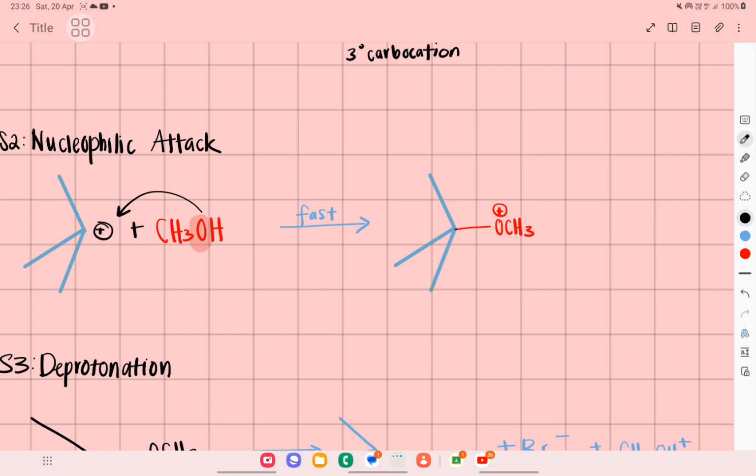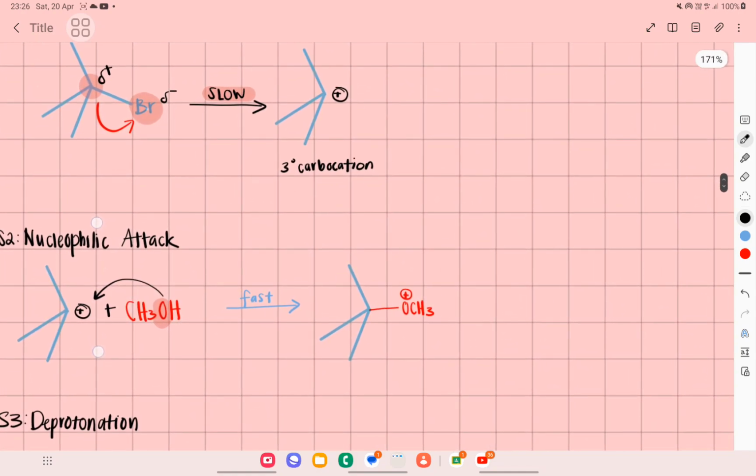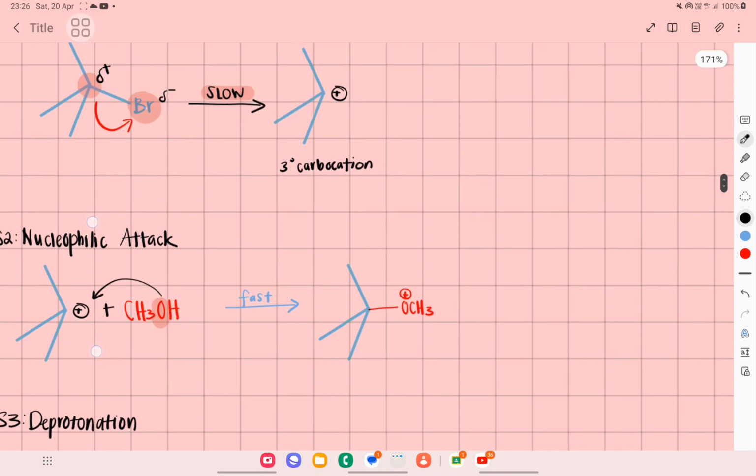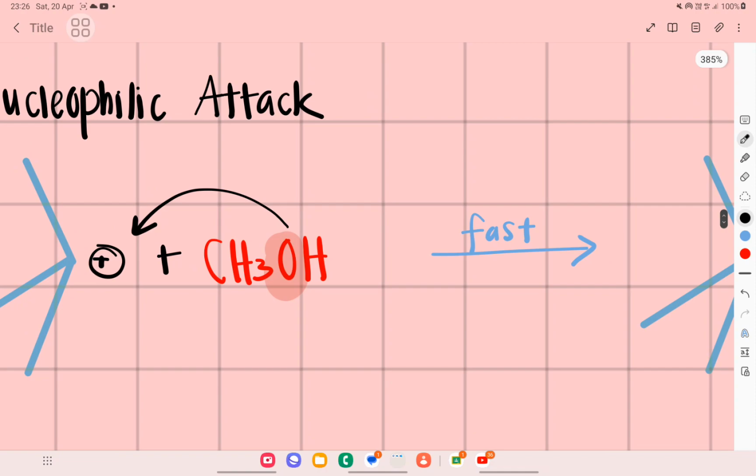In the second step, methanol will act as a nucleophile and attack the carbocation. The lone pair of electrons on the oxygen atom of the methanol will form a bond with the carbon atom bearing the positive charge, the carbocation. So 2 electrons will be pushed toward the C+. I've drawn the arrow right here.